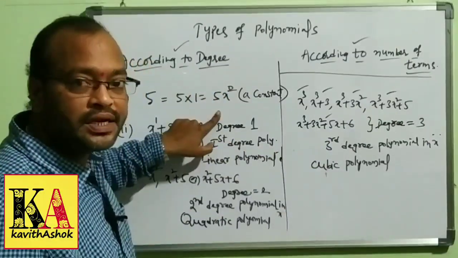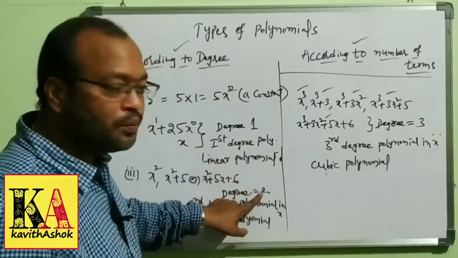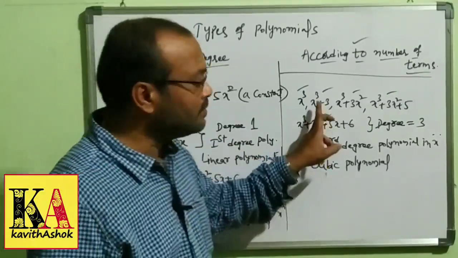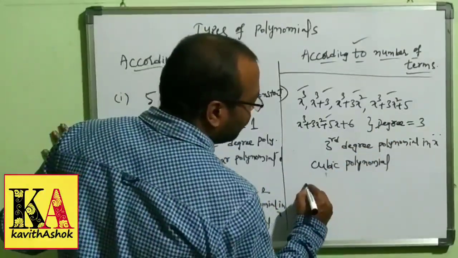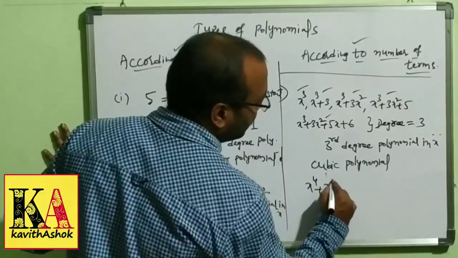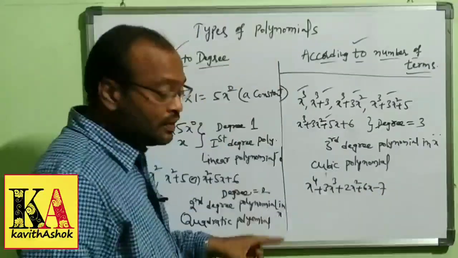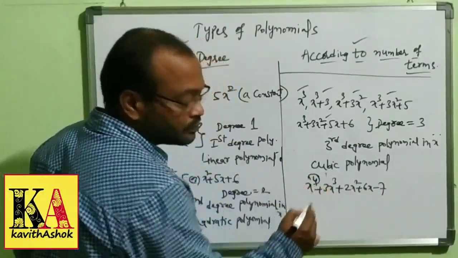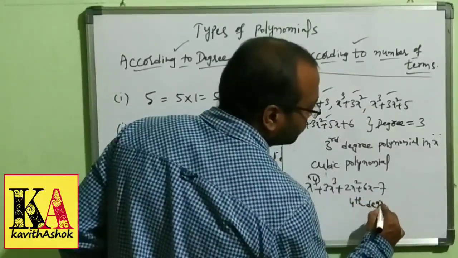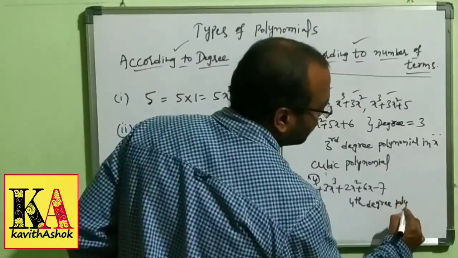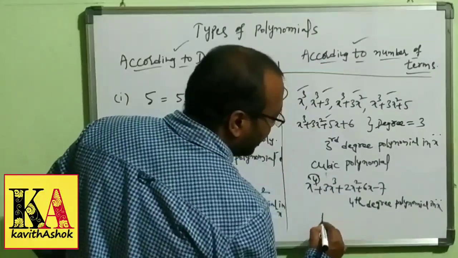So depending upon the degree we can call. Degree 0, constant or 0 degree polynomial. Degree 1, first degree polynomial or linear polynomial. Degree 2, second degree polynomial or quadratic polynomial. Degree 3, third degree polynomial or cubic polynomial. In the same manner, if degree is 4, like this, x power 4 plus 3x cube plus 2x square plus 6x plus or minus 7. Highest power is what? 4. So that's why this is a fourth degree polynomial in x, or simply a biquadratic polynomial.